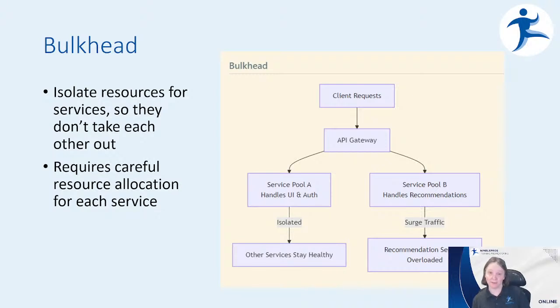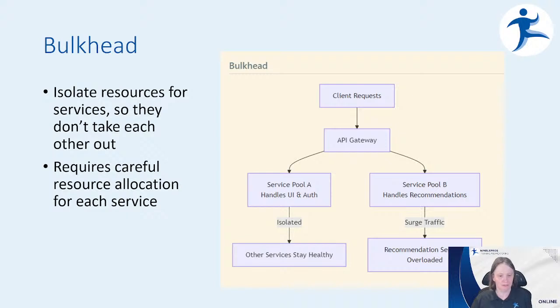Bulkhead is another pattern that we'll see with distributed systems. This is where you allow your resources to be segregated so that only the services that need them are using them. You pay close attention to how your system and your services are using those resources so you can allocate them separately. The term bulkhead comes from boats and the way that they're built. If you hit one part, it shouldn't impact the entire ship. It should only be contained.